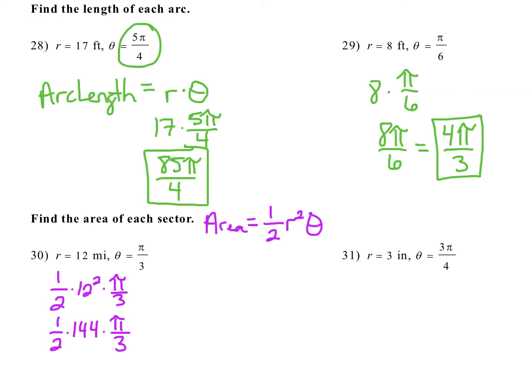Now, half of 144 is going to reduce to 72 times pi over 3. Okay, and then 72 is divisible by 3 24 times, so we're just left with 24 pi for the area of the sector.